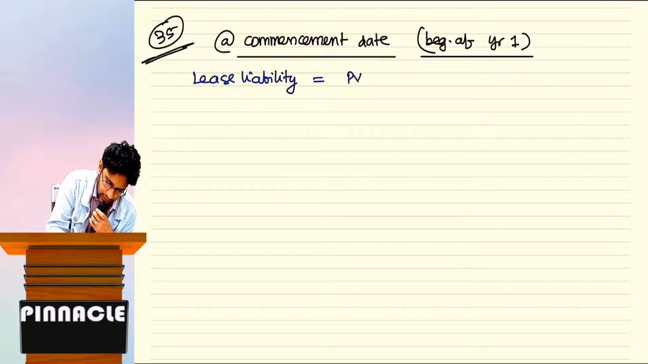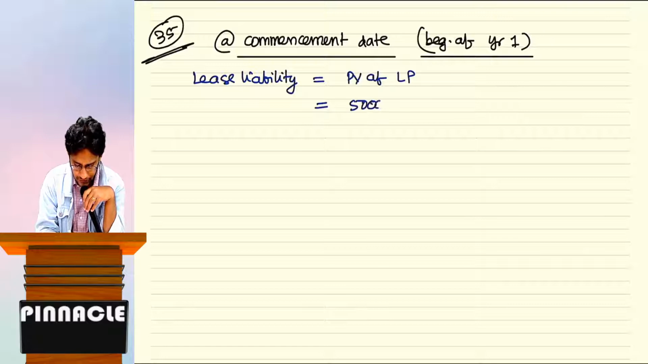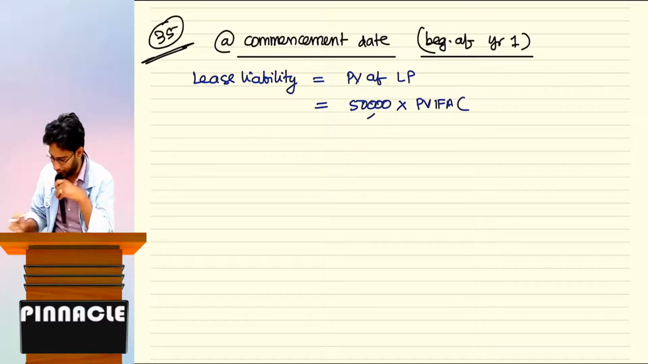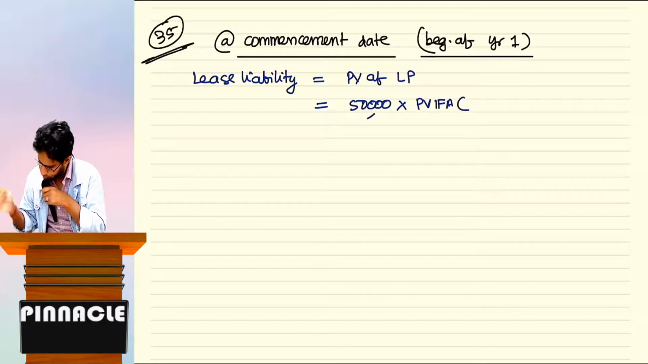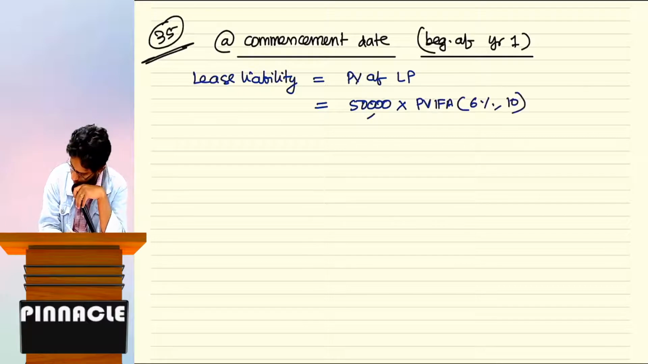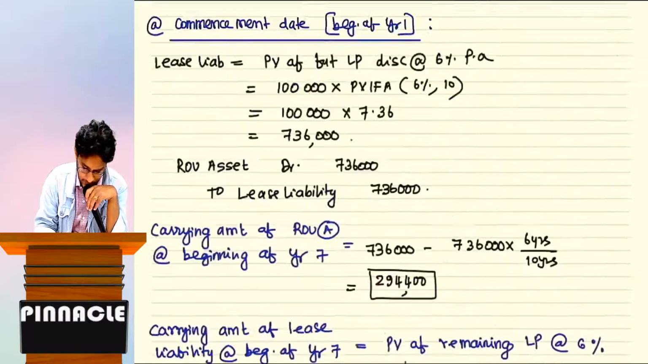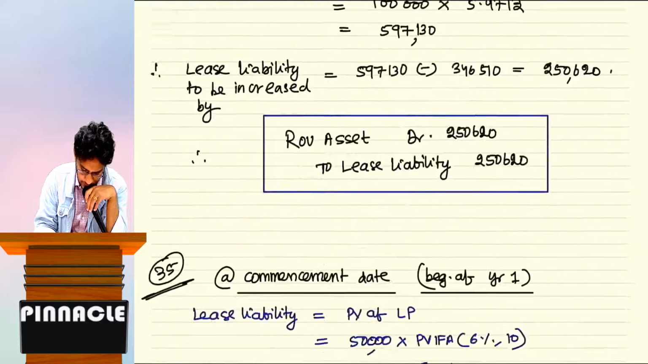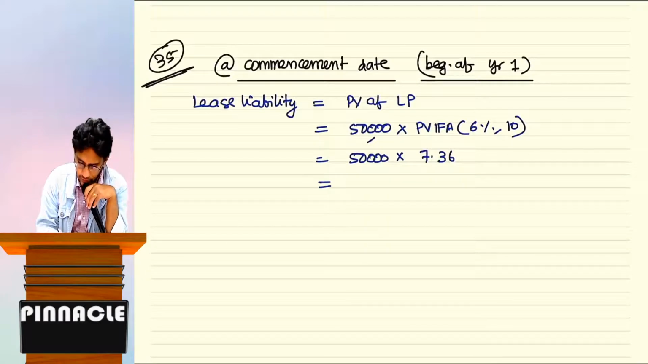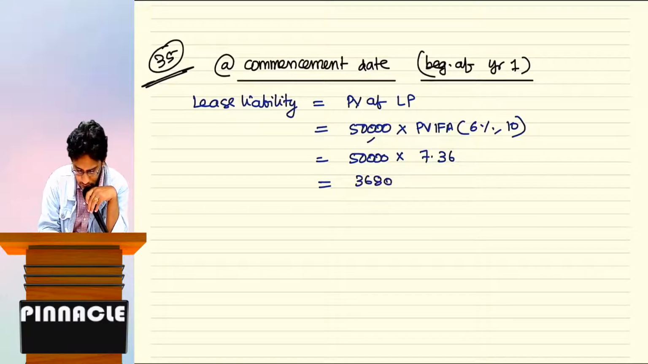Lease liability is equal to 50,000 rupees, sir, per annum into PVIFA. What's the discounting rate, original? 6%. For how many years? 10 years. Earlier we worked on 7.36, huh? So 736,000 is the full value, and the half year rate now is 3,68,000.